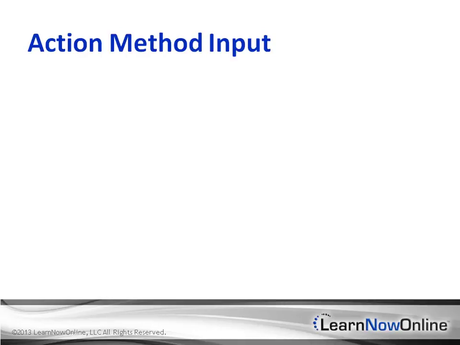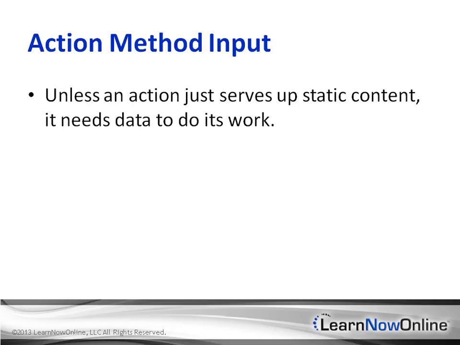When you're dealing with action methods, one piece of the puzzle is obviously the name and the HTTP request for picking the right action. But just about every action method, unless all it's doing is returning static content, is also going to need some inputs. It's going to need some data or objects that come in from the outside so that the action method actually knows how to do its job, whether it's just the ID of a particular object or an entire collection of form data. So that's what action method input is about.